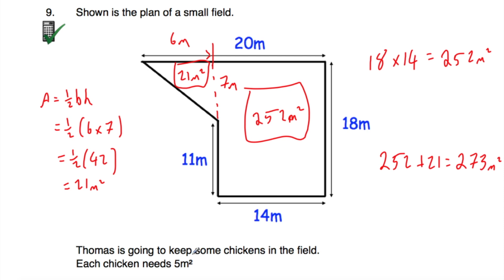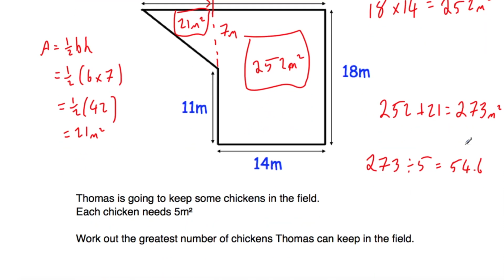Now each chicken needs 5 meters squared. So if we take the area of the whole field, 273, and we divide that by 5, that'll tell us how many chickens can fit into the field, or have enough space in the field. So 273 divided by 5 is equal to, that's a decimal number, 54.6 chickens. Now obviously we can't have 54.6 chickens in this field. We can't put 55 in the field because that's too many.